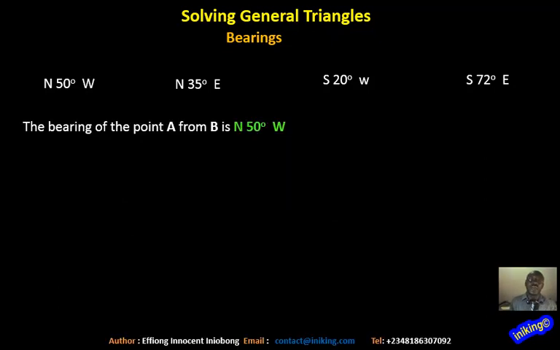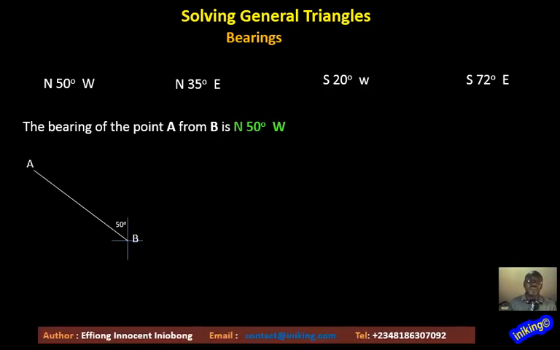So the bearing of the point A from B, giving us N 50 degrees west, the interpretation means 50 degrees west of north. Let's see the representation of this. That's exactly what we just sketched earlier on. This is point B, where we are taking our bearing. We are looking for A, so we go 50 degrees to the west, because this is the north and this is the west. Next, we look at this.